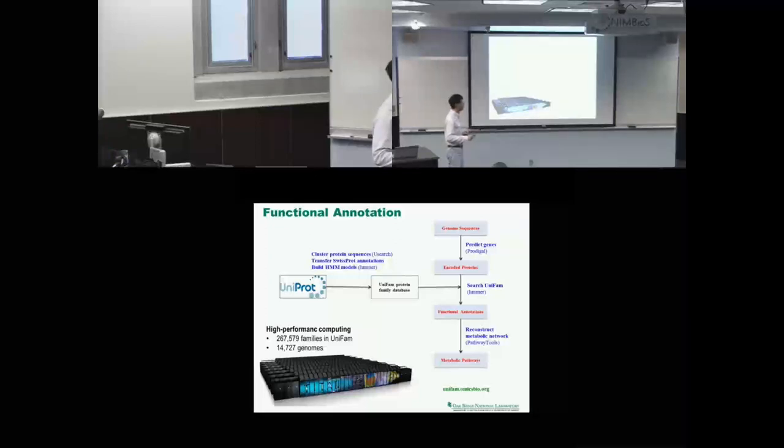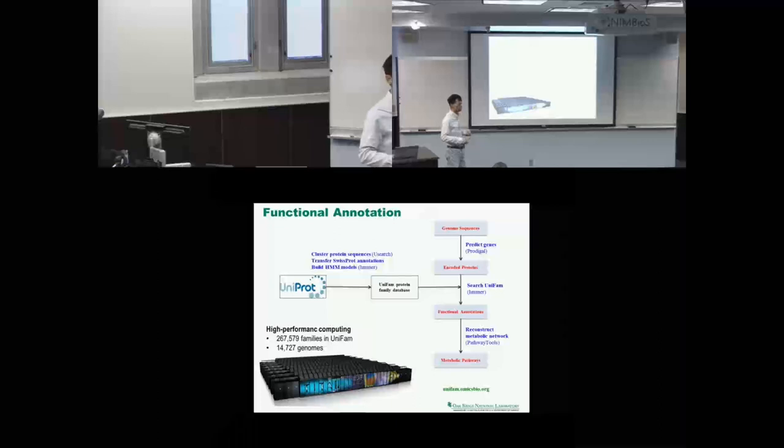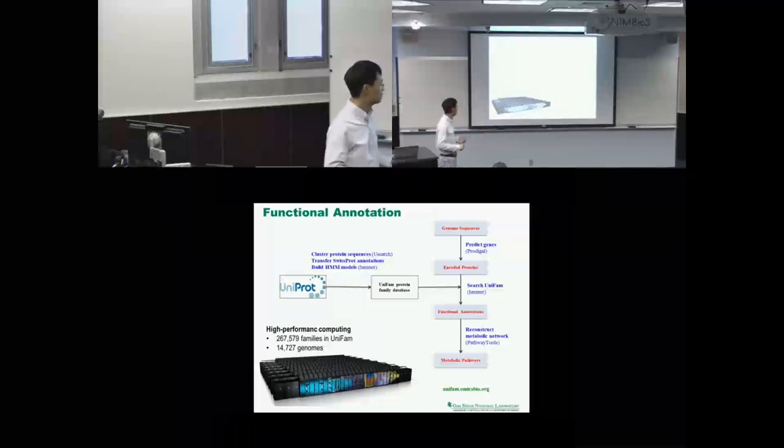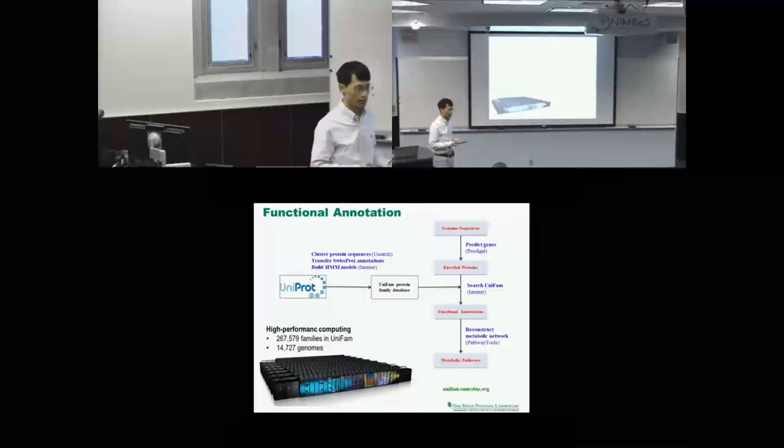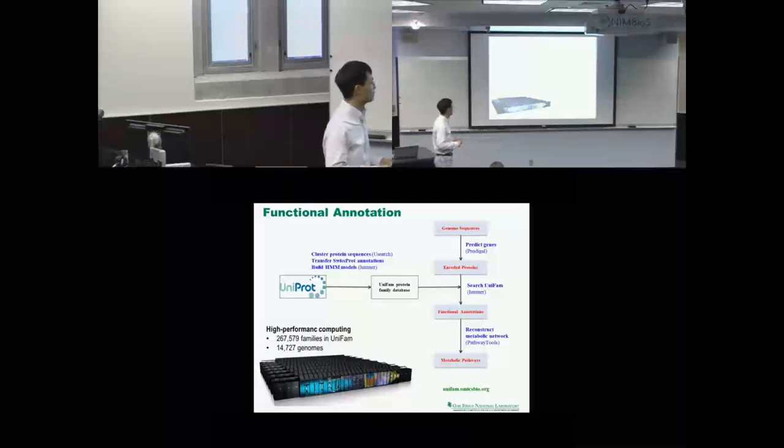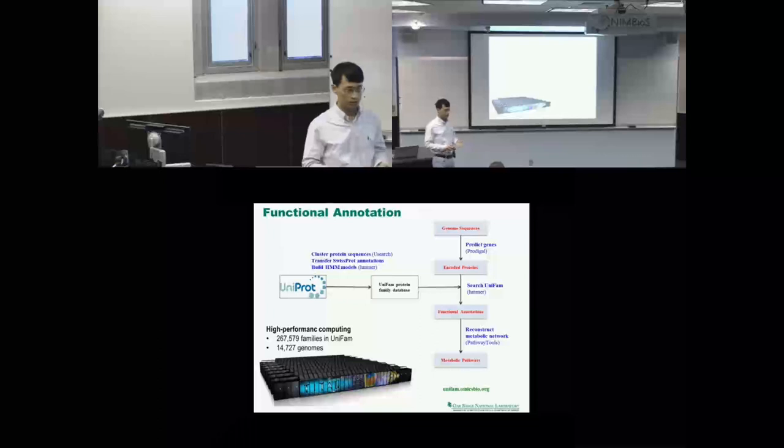Once we have this function annotation, we can use Pathway Tools to build a metabolic network. This will tell us what pathways are encoded in these different microbes. All this is a very computationally expensive step, so in this study, we used Titan at Oak Ridge, the largest supercomputer in the US. This allowed us to finish this 14,000 genome re-annotation in a timely fashion.